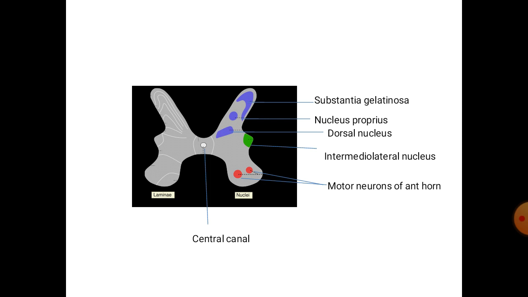On the anterior side you can see the anterior or motor neurons, anterior horn cells, alpha motor neurons and gamma motor neurons are there. So if you see the cross section, on the anterior part or ventral part the motor neurons are there. On the posterior part or dorsal part the sensory neurons are there. The dorsal nucleus is there, and in the center you can see the central canal, which again contains the cerebrospinal fluid.